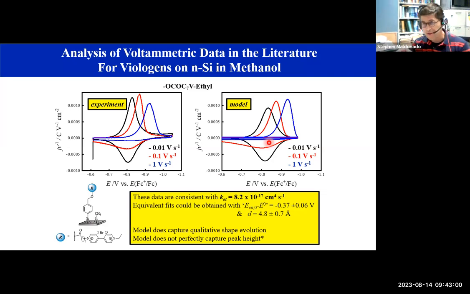Now, it turns out that rate constant is pretty much spot on what you'd expect and what you would measure by other methods. But you should be aware that if you look at the model data on the right, although there's a qualitative similarity with the experimental data, there's clearly stuff that we're not catching. Clearly, the absolute shapes aren't quite right, and the intensities of the peak currents aren't quite right.